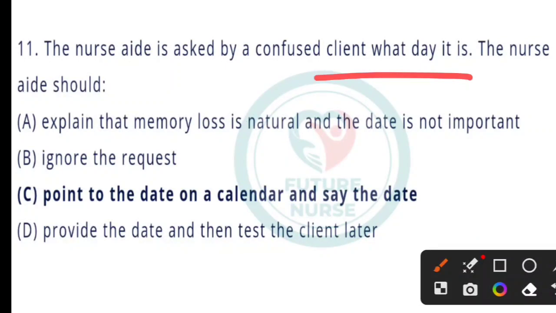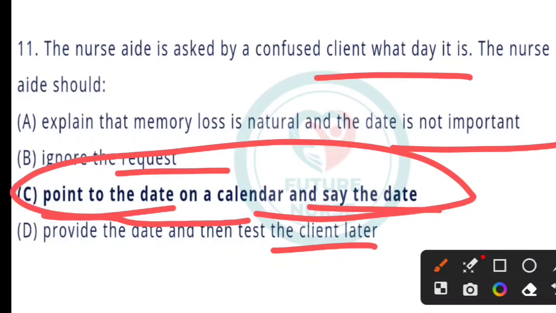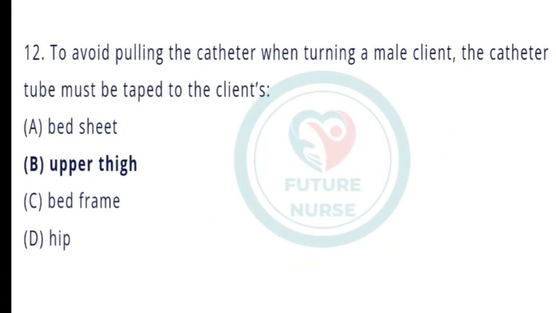Next, the nurse aide is asked by a confused client what day it is. The nurse aide should explain the memory loss is natural and the date is not important, ignore the request, point to the date on a calendar and say the date, or provide the date and then test the client later. For a confused client, the nurse should point to the date on a calendar and say the date. Option C.